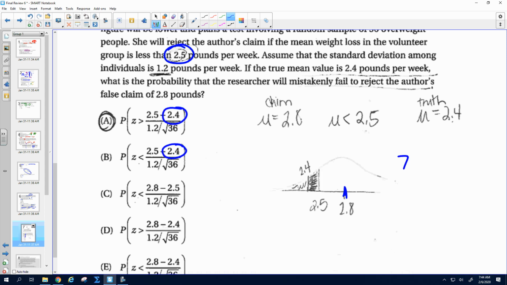So remember just kind of a general formula here for Z. We always are subtracting the true mean if we know the true mean. Otherwise, we use the one from the null hypothesis. But for this one, we actually know the true mean is 2.8. So I want to know how far away we are. And then it's just a matter of greater than or less than. So what's the probability the researcher will mistakenly fail to reject the author's false claim of 2.8 pounds? Well, if we fail to reject, that would be greater than. We got greater than when we should have gotten less than. And so the answer is A.